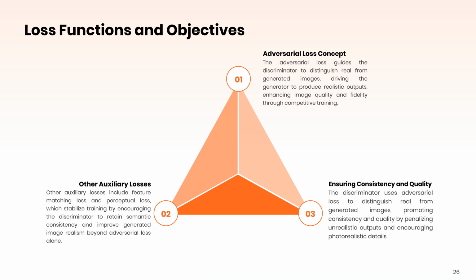The key is to balance these auxiliary objectives with the adversarial drive, so we preserve semantic fidelity and texture without introducing blur or drift from the target distribution. Evaluation is essential for research progress. Fréchet inception distance, FID, is the workhorse. It compares the statistics of real and generated features, offering a quantitative sense of realism and diversity.